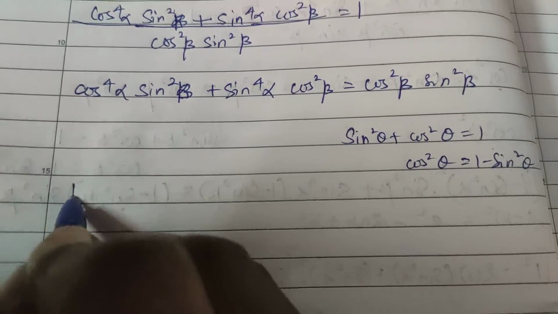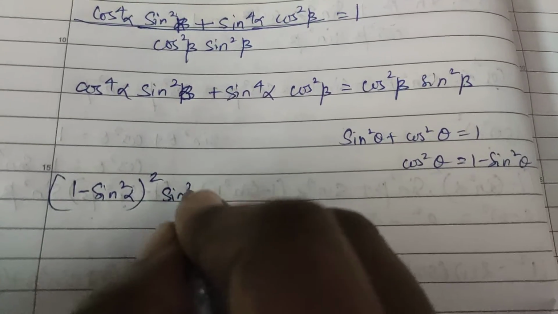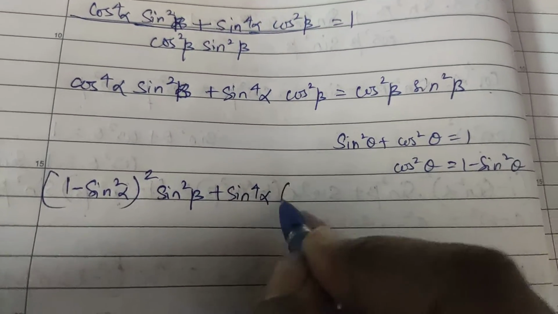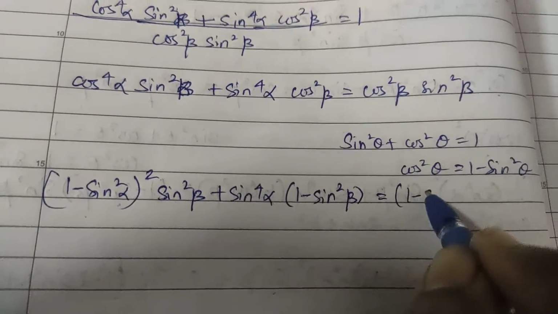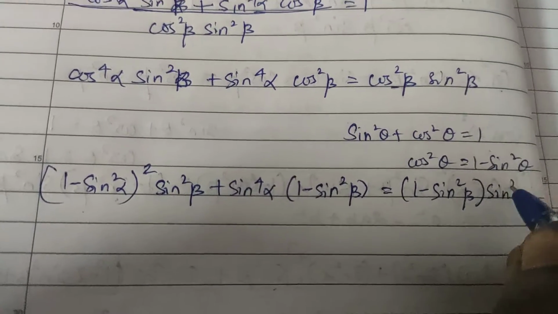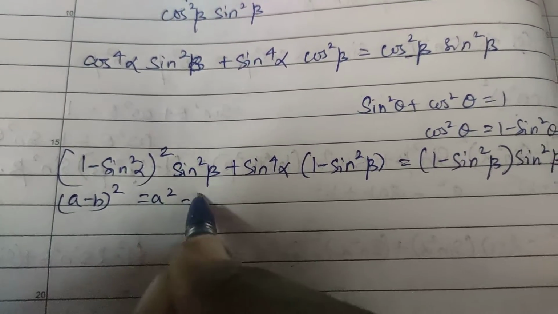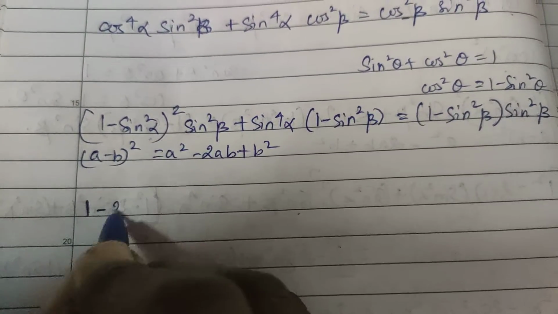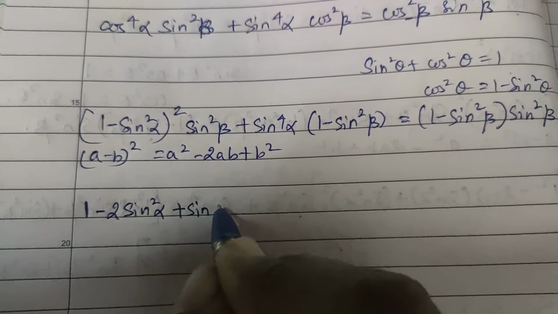So cos squared alpha means 1 minus sin squared alpha the whole square into sin squared beta plus sin to the power 4 alpha into 1 minus sin squared beta equal to, instead of cos squared beta, 1 minus sin squared beta into sin squared beta. Now multiply. Here I can use the a minus b the whole squared formula, a squared minus 2ab plus b squared.